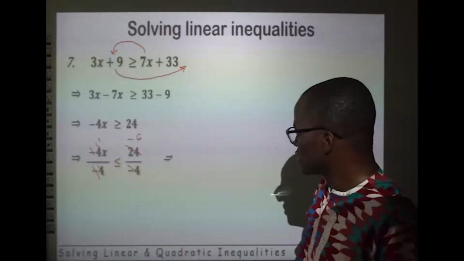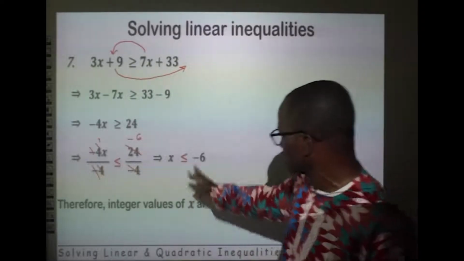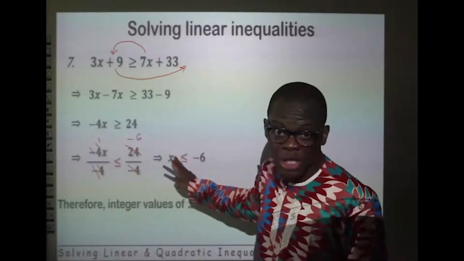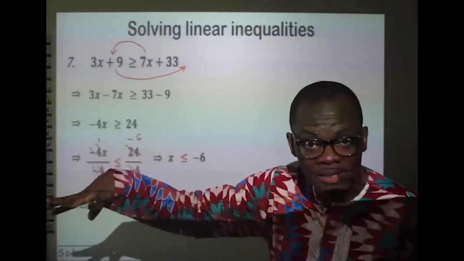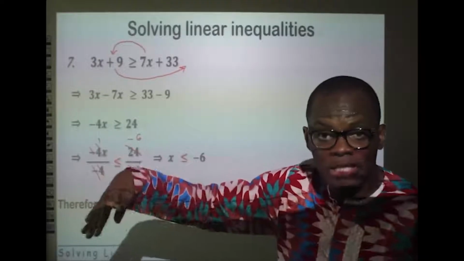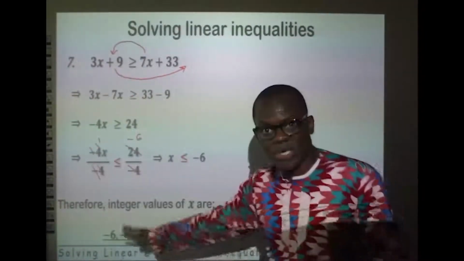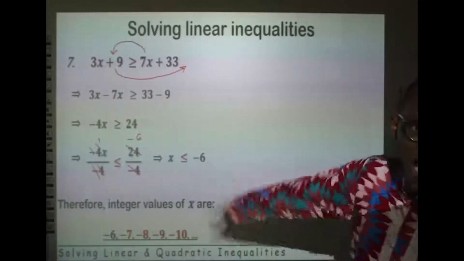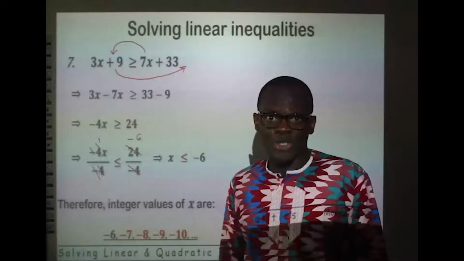So x is less than or equal to minus 6, and so the possible integer values starting with minus 6, because it's less than or equal to minus 6. After minus 6, what do you have? Minus 7, minus 8, and so on. Minus 6, minus 7, minus 8, minus 9, minus 10, and so on. Alright, so that's that for the homework questions.